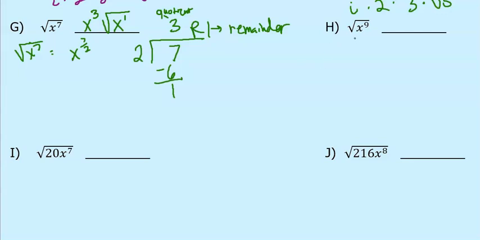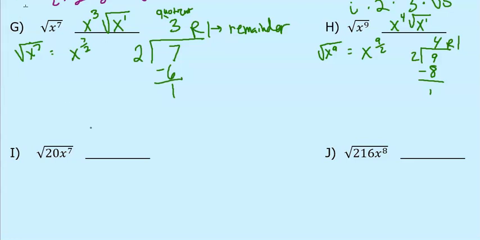On H, we have the square root of x to the 9th power. So the square root of x to the 9th power is x to the 9 over 2. Do long division. 2 goes into 9 4 times. 4 times 2 is 8. 9 minus 8 is 1. So your remainder is 1. So we have x to the 4th power on the outside and the square root of x to the 1st power on the inside of the square root.